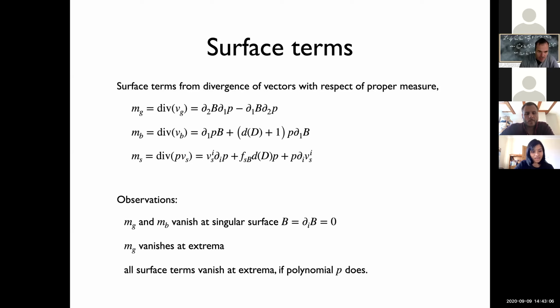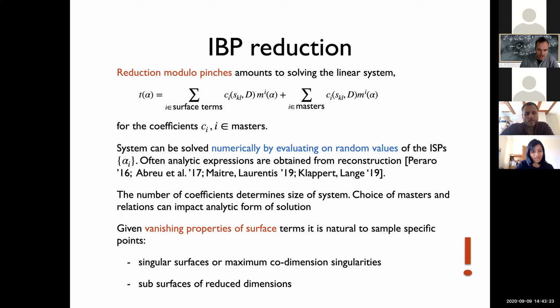And also the last type of surface term vanishes on the singularities, provided the p vanishes. These polynomials p vanish on the singularities. Okay, so we find interesting surfaces where these surface terms vanish. That's actually quite helpful for the IBP reduction. So IBP reduction, just written down quickly here on shell, is the following.